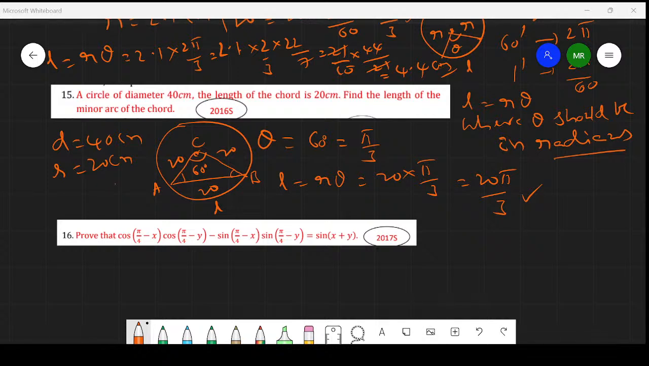Right. Now you can see here. So, the next problem now.